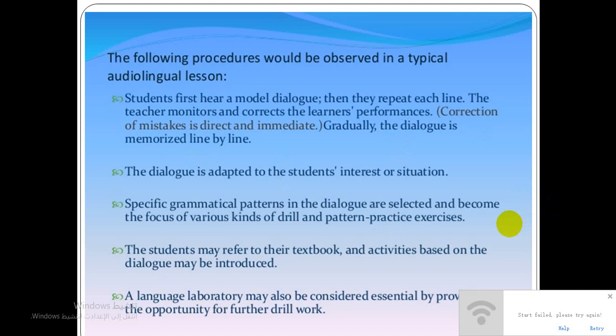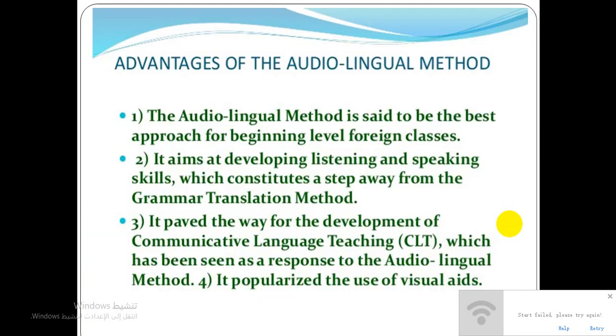A language laboratory may also be considered essential by providing the opportunity for further drill work.